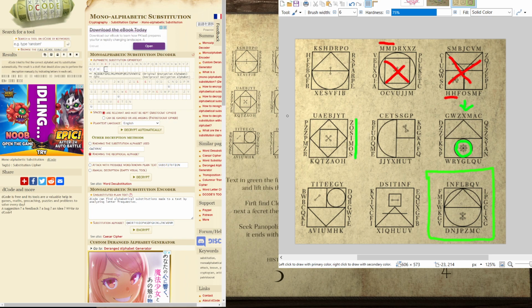We have E is T. We have F is J. We have G is W. Don't have an H, I think. Nope, no H. I, no I, no, we have an I. I is D. J is A. K, don't know K. L is P. M is L. N is N. O, we don't know. P, we don't know. Q, we know is M.